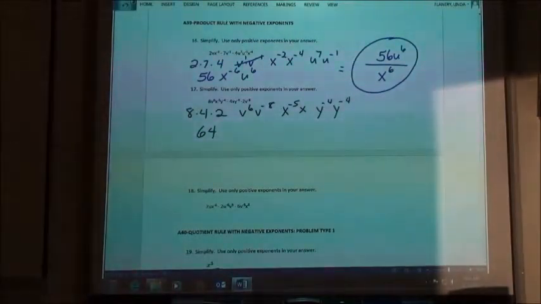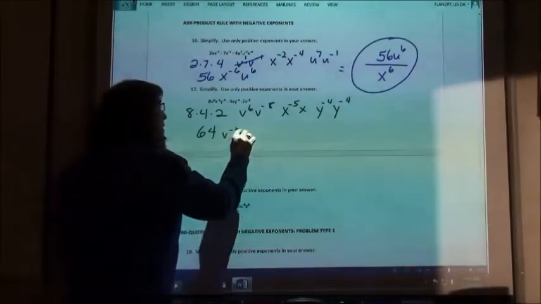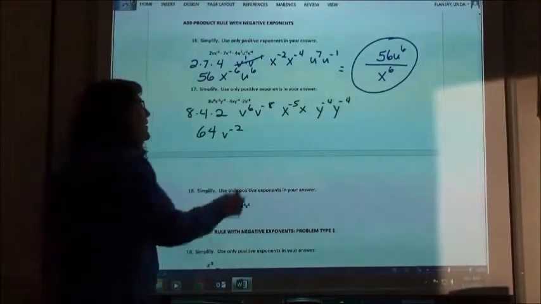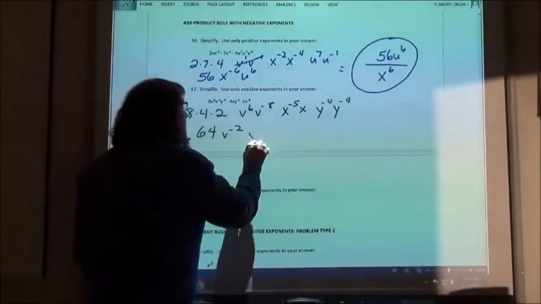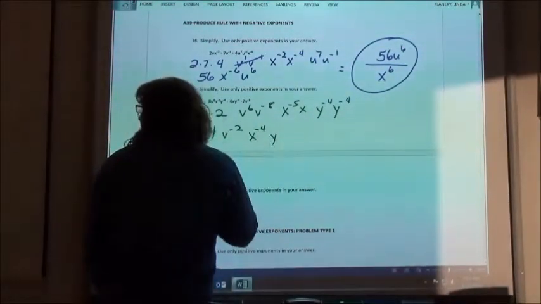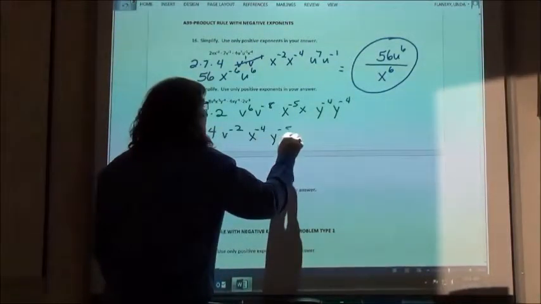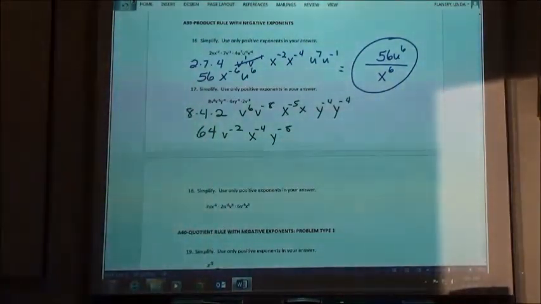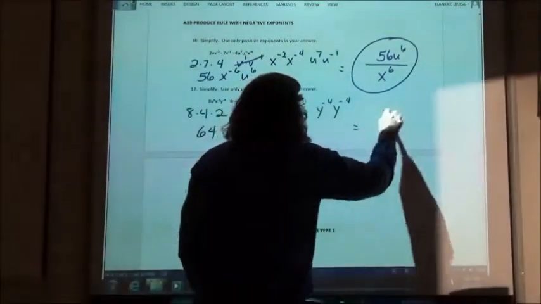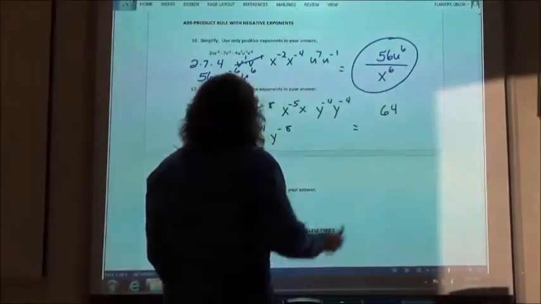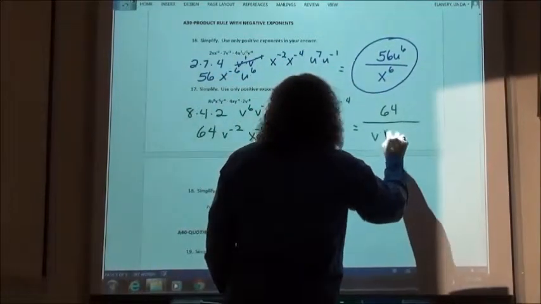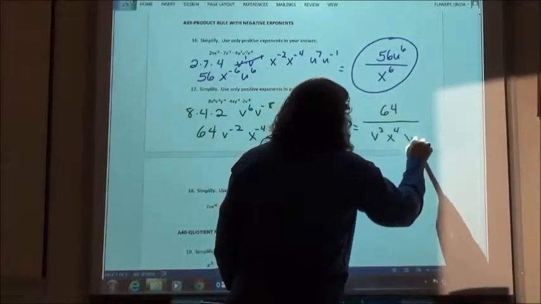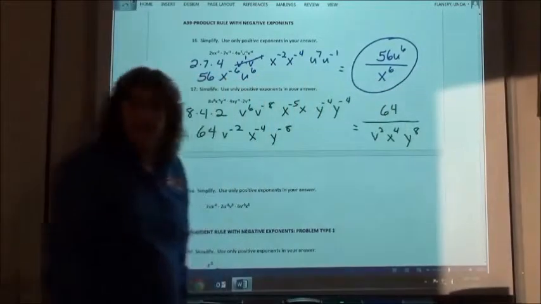So on my v's, if I add my exponents there, I'm going to get v to the negative 2, x to the negative 4, and y to the negative 8. If I rewrite that without negative exponents, my answer is going to be 64 on top, and the rest on the bottom. V to the 2nd, x to the 4th, and y to the 8th, exactly.